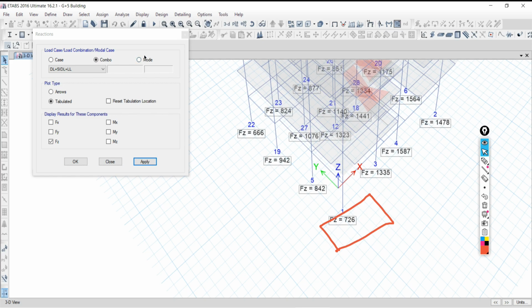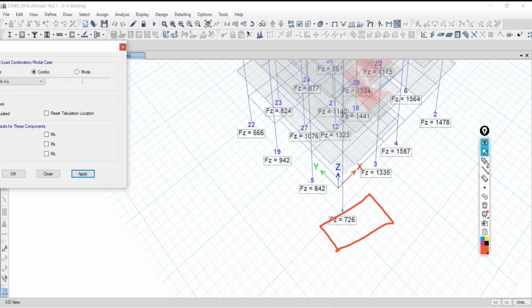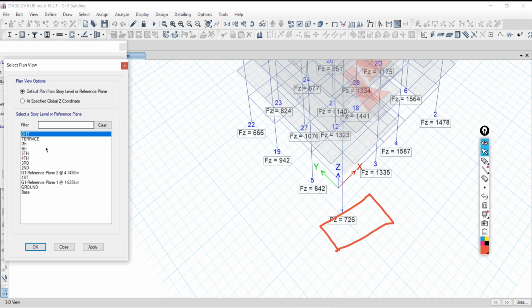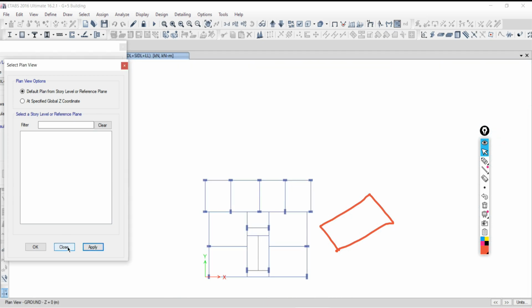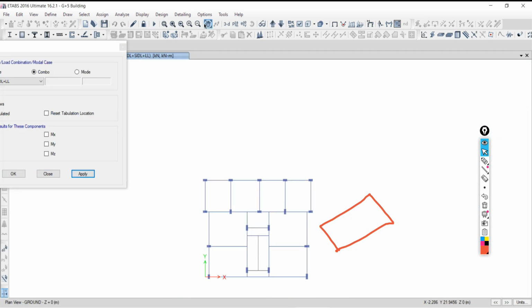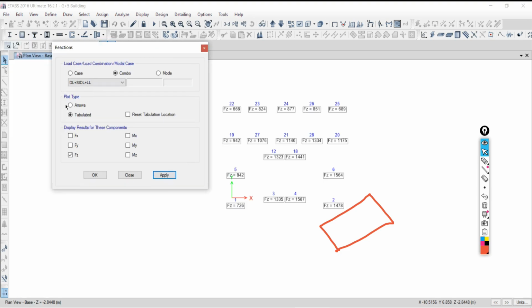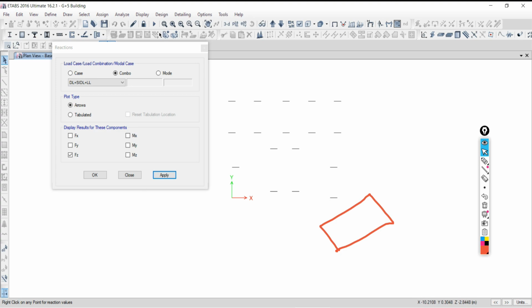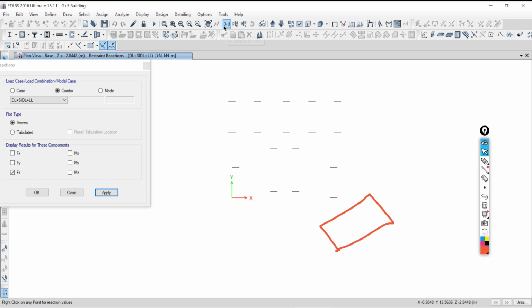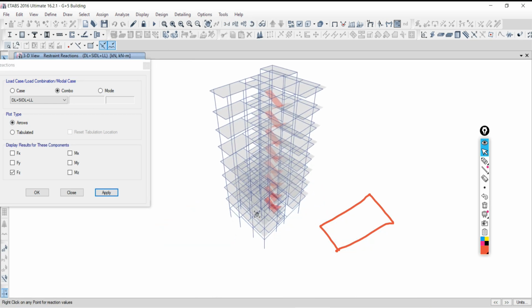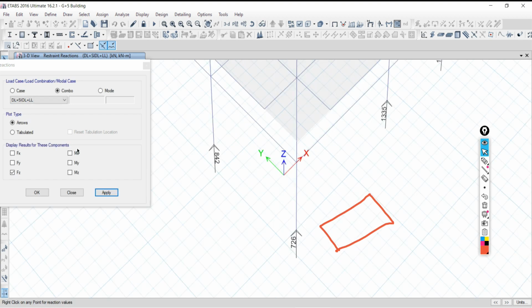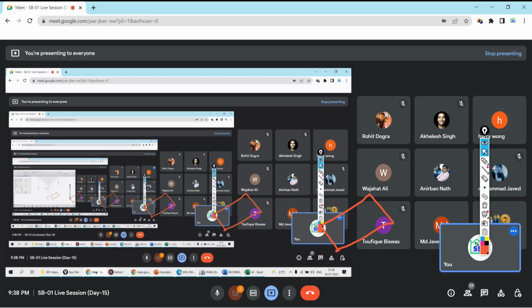And when you are trying to see this reaction in plan by the tabulated option, you can see that. But if you are trying to see it in arrow format in plan, that is not possible, because we are only capable of seeing these things in arrow format in 3D view, but in plan view you will not be able to see that. Clear? Is there any other question?